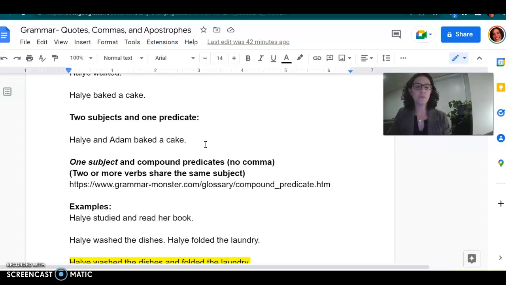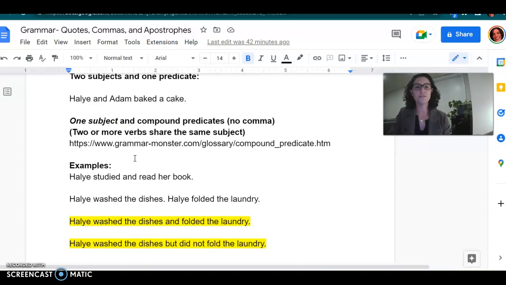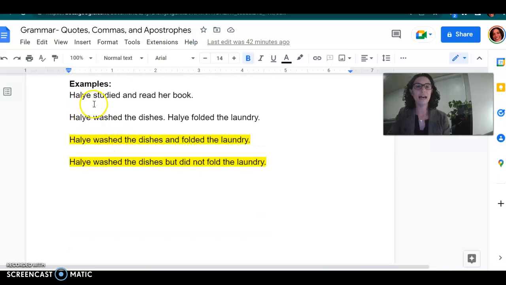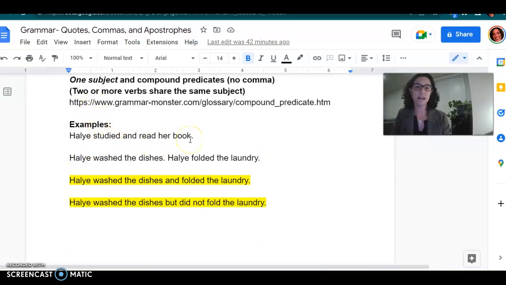Now, let's talk about when we have one subject. So here there are two subjects, Hallie and Adam, but we'll just go back to one, which is me, Hallie. But instead of having one predicate, we're going to have two predicates. So, for example, we could have had Hallie studied and read her book. So we have the same person doing two things. Hallie studied, Hallie read her book, but we're going to do it as one sentence, which is Hallie studied and read her book.